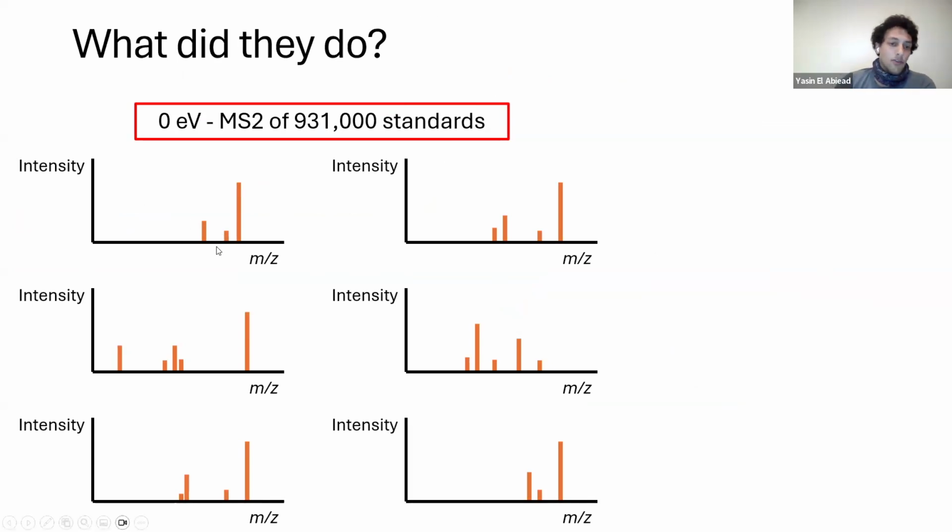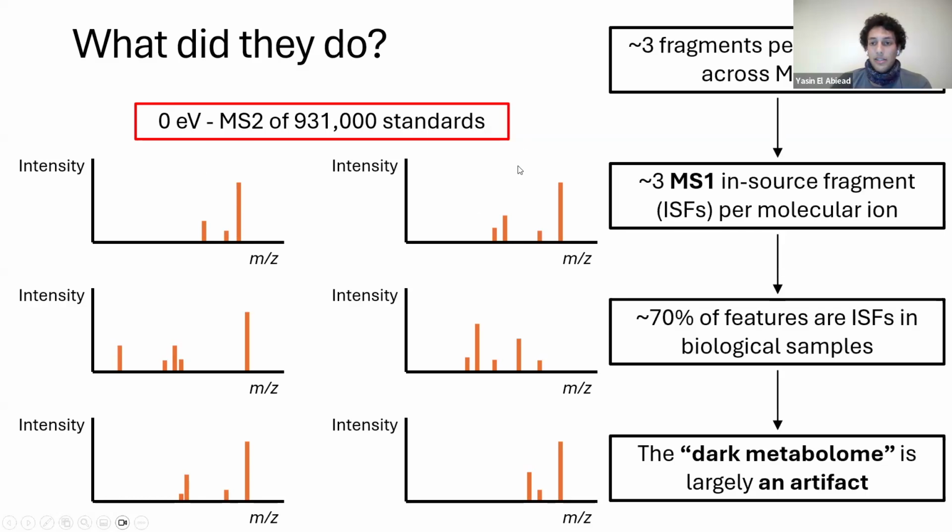So in other words, they expect that if they go with 0 electron volts to isolate the ions and then look at the signal, you should only see the precursor ion. But they saw more ions there, which they then annotated as fragments. And in general, they said they have an average of 3 fragments per MS2 scan.